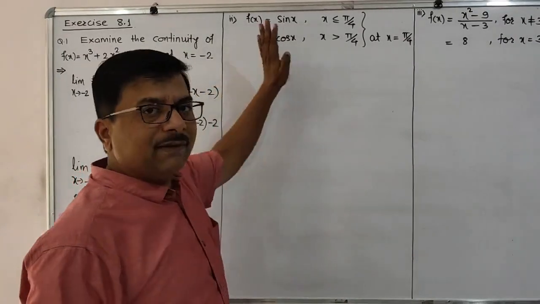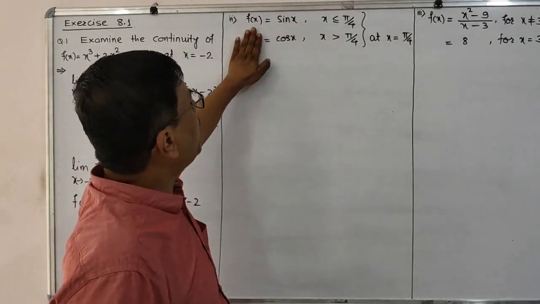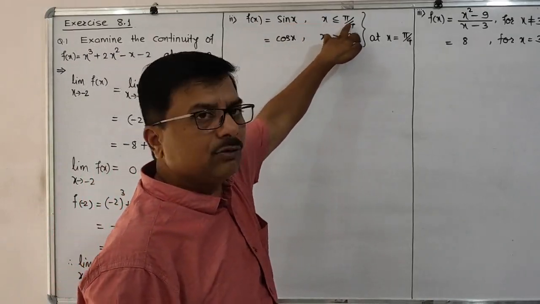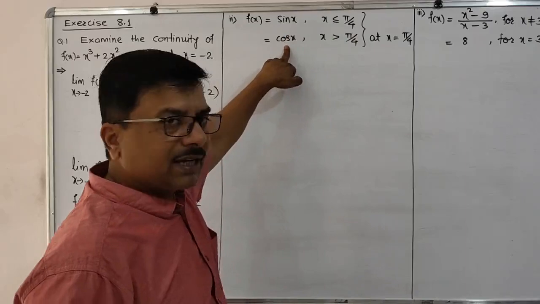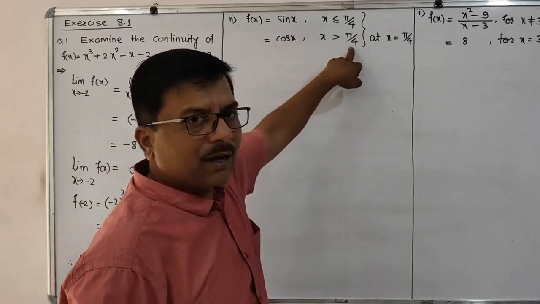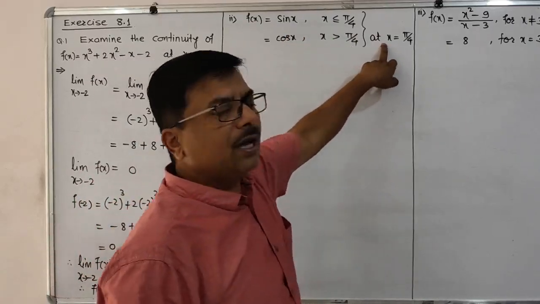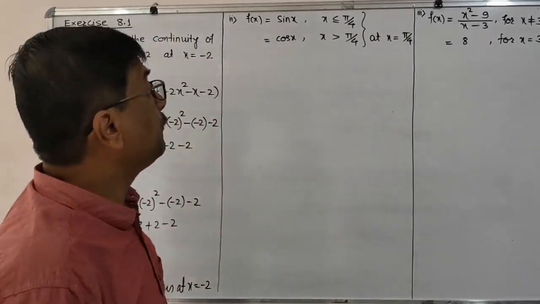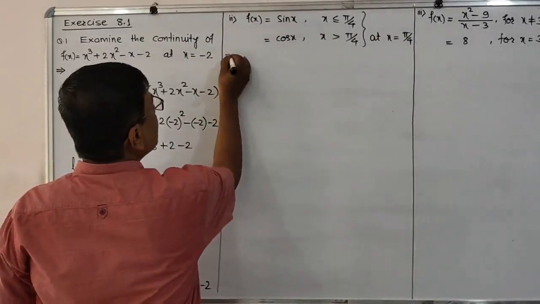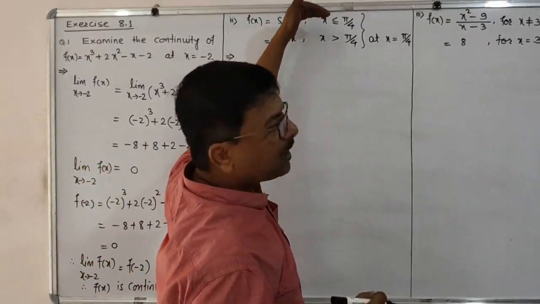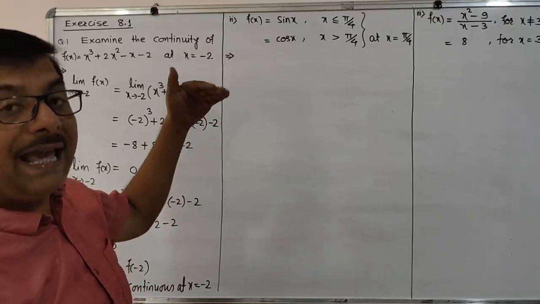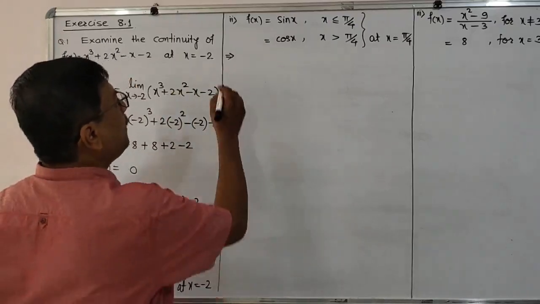The second function is given in a different way. f of x is equal to sin x for all the values of x less than or equal to pi by 4 and is cos x for x greater than pi by 4. Now we are going to discuss the continuity at x is equal to pi by 4. For that, as the function is different for values less than and greater than pi by 4, we are going to find LHL and RHL separately here.